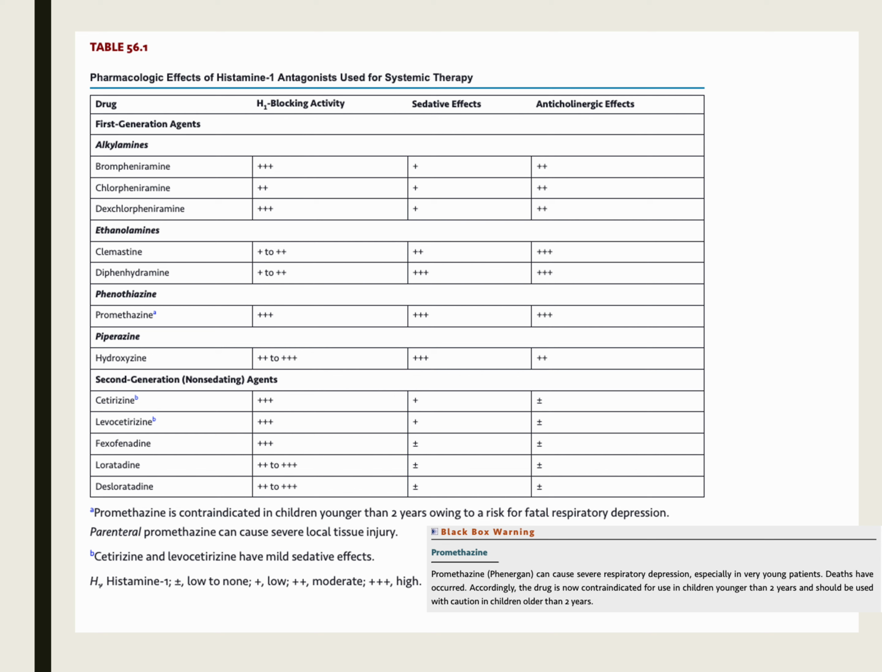One thing to highlight here too is that there is a black box warning for promethazine. It can cause severe respiratory depression, especially in our younger patients, and there have been deaths related to the use of Phenergan due to severe respiratory depression. Now, the drug is contraindicated for any child under 2 years old, and it needs to be used very cautiously with children older than 2 years old as well. That would not be my first choice for an antihistamine.